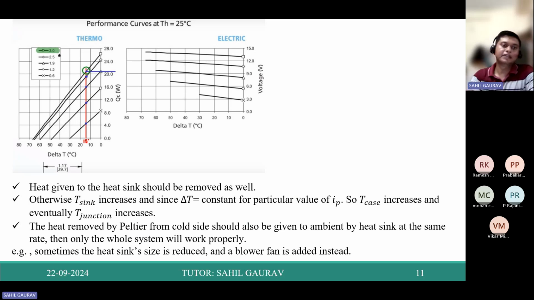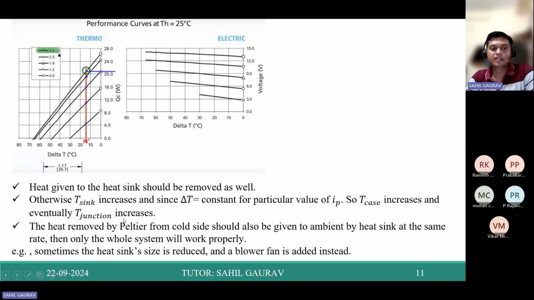Now, this heat given to the heat sink means you have used this filter element and this heat sink. So the heat that is provided to the heat sink should be removed as well. Otherwise, the temperature at the heat sink will increase. And since delta T is constant for a particular value of this Peltier current, this case temperature will increase, and eventually this junction temperature will increase.